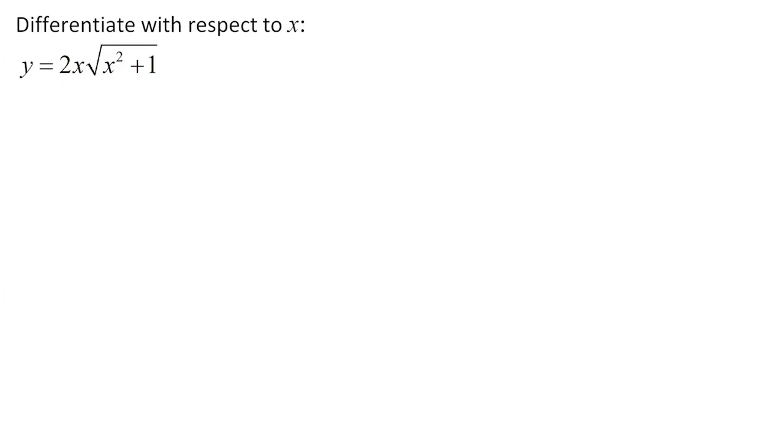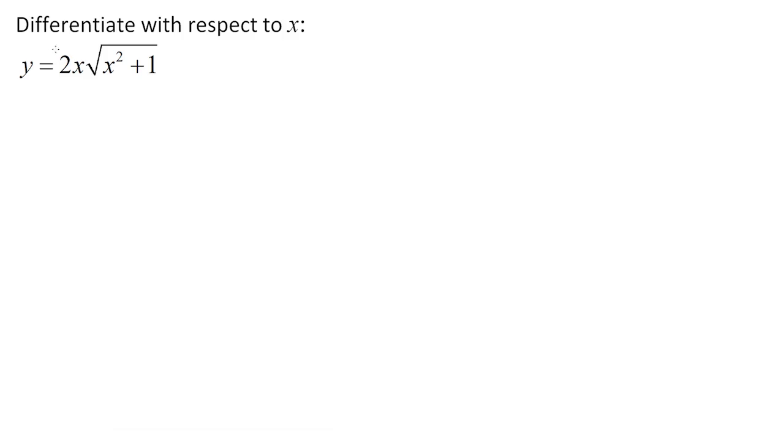Differentiate with respect to x. y is equal to 2x times the square root of x squared plus 1. What do we have here? We have the product of two algebraic expressions. The first one is 2x, and the other one is the square root of x squared plus 1. It's important to identify that we are going to use the product rule here. And the formula for the product rule is illustrated in formula number 8 on the formula sheet.